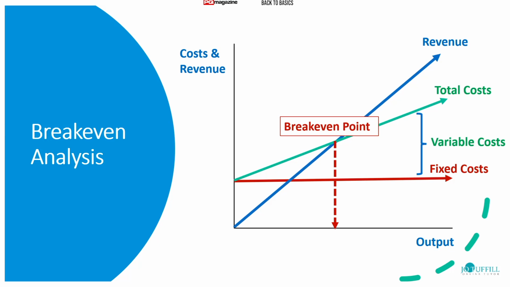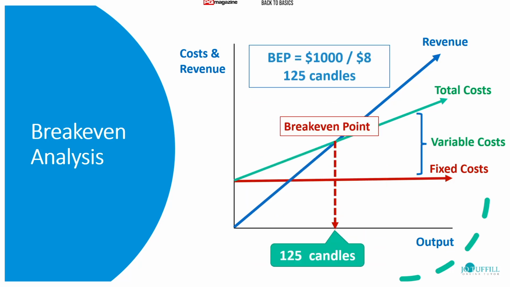And this will therefore tell Clara how much she needs to make in order to start making a profit. And that will be 125 candles. Now we get that from dividing the fixed costs of $1,000 per month by the $8 contribution that we get from the sales price minus the variable costs per unit. So it's 125 candles. We can now give Clara some advice.